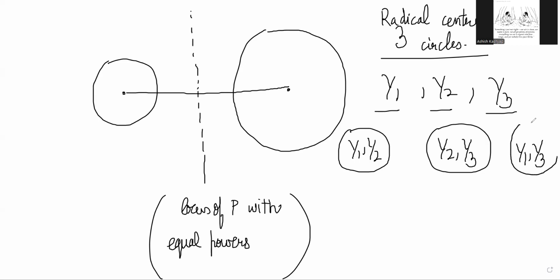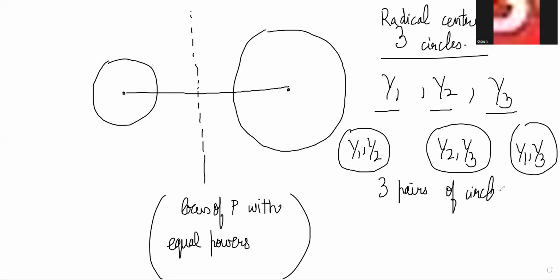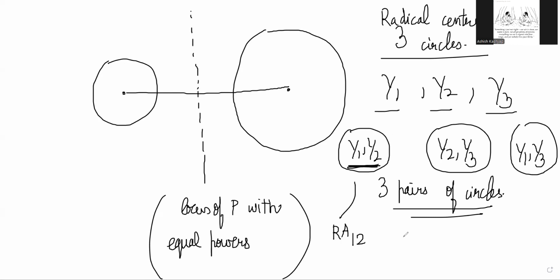You can take three pairs of circles, correct? If you take the circle pair λ1 and λ2, you will get a radical axis 12, which is a line. There will be a radical axis for this circle pair. Similarly, there will be a radical axis for this circle pair, and similarly for this one. It turns out that these three radical axes are always concurrent.